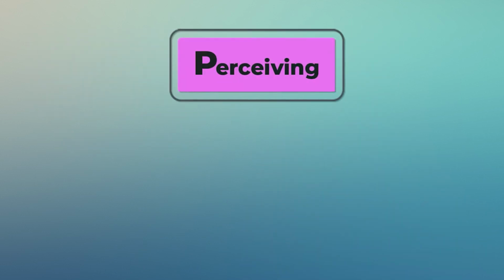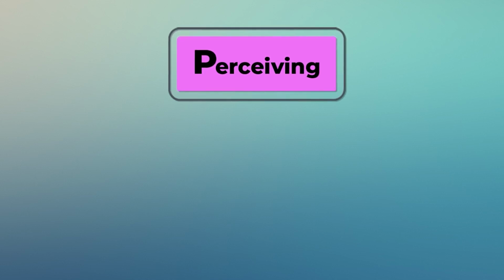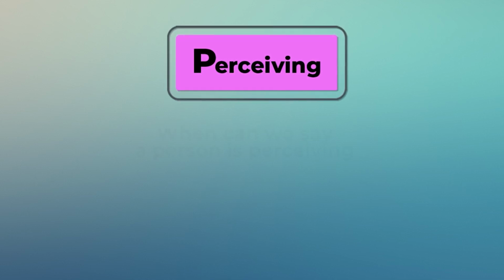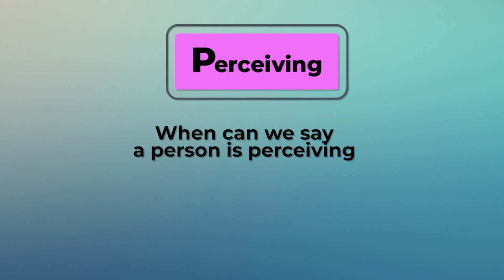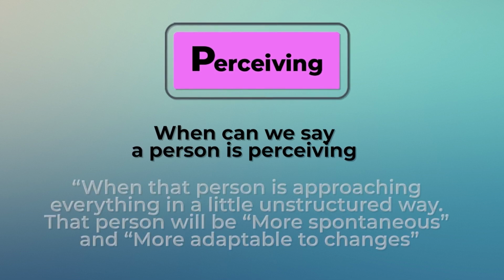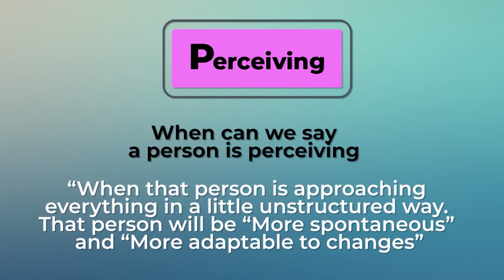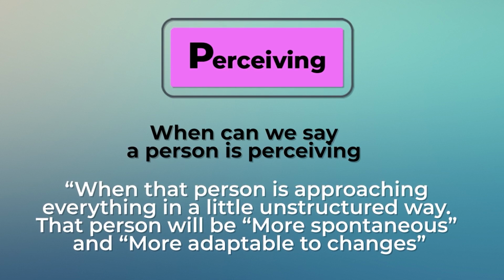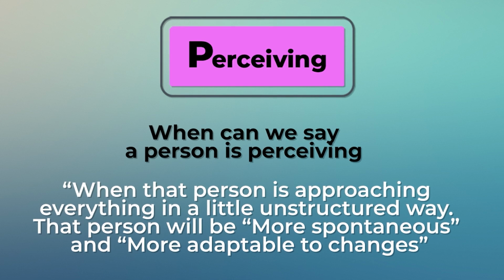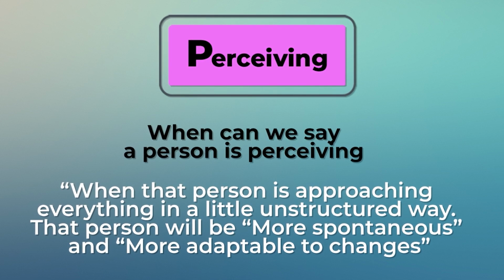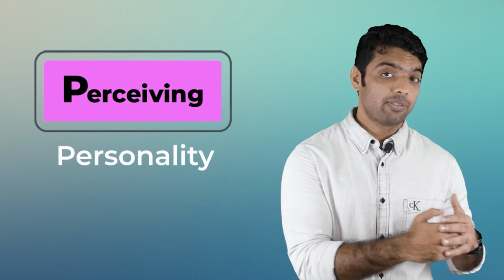Now let me talk about the perceiving personality, which is exactly the opposite of judging. We can call a person a perceiving personality when that person approaches everything in a little unstructured way. That person will be more spontaneous and more adaptable to changes. For this perceiving personality, I want to use myself as an example. I am more of a perceiving personality.